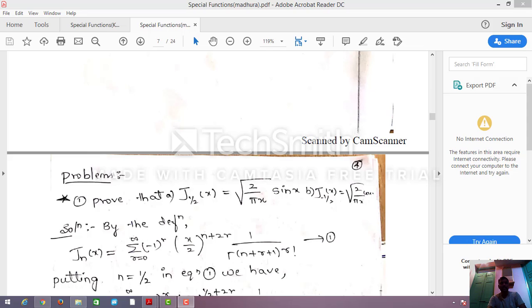Today we will see the problems on Jn of x. We know the expression for Jn of x; in the last session we have seen that. Now using that expression of Jn of x, we are going to find the value of J 1 by 2 of x and J minus 1 by 2 of x.